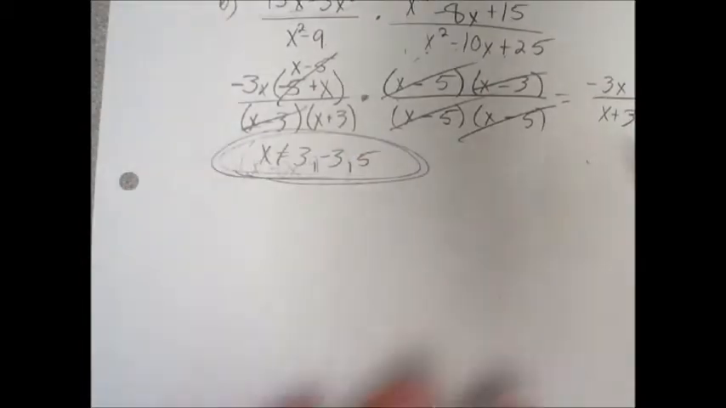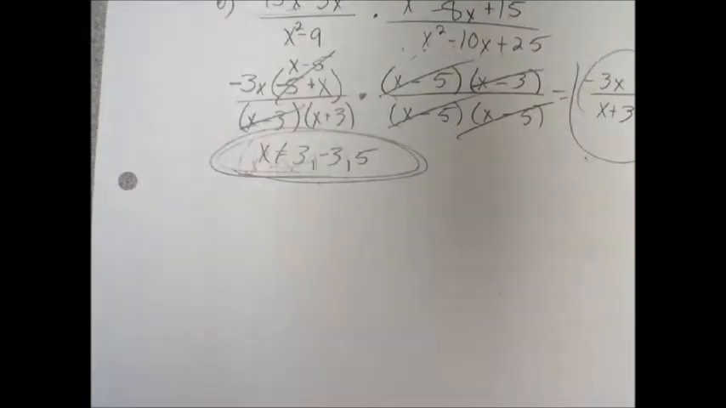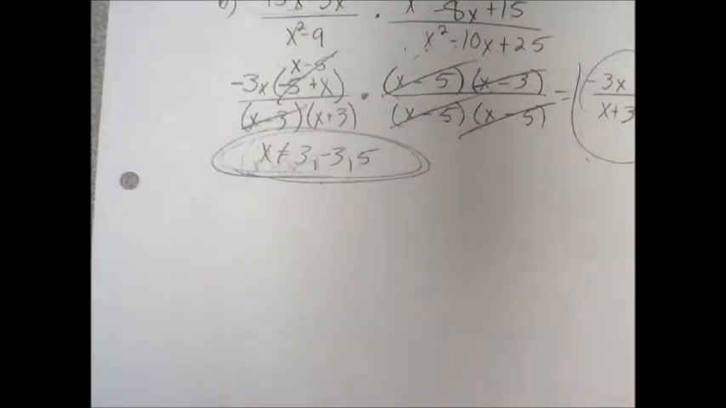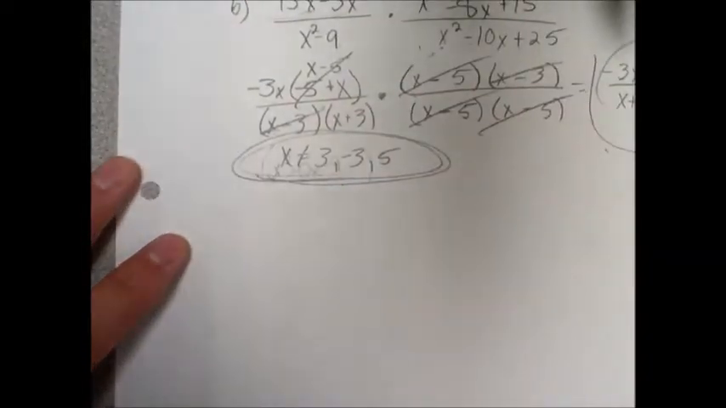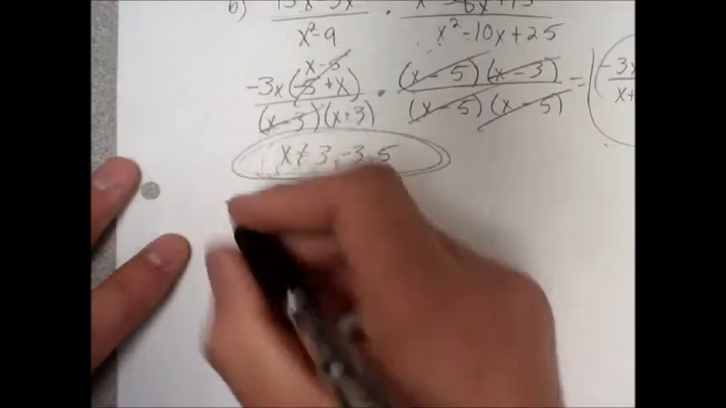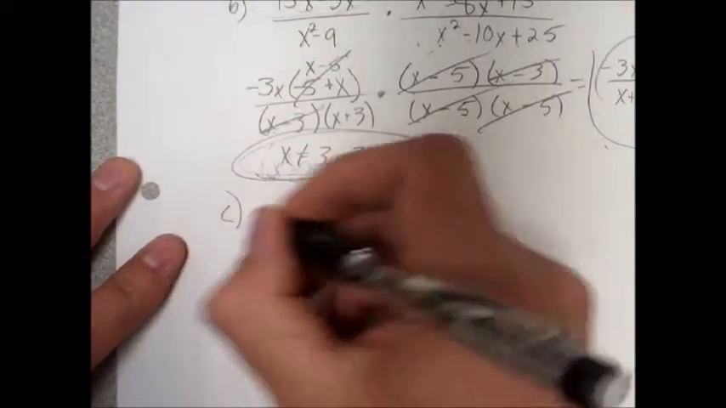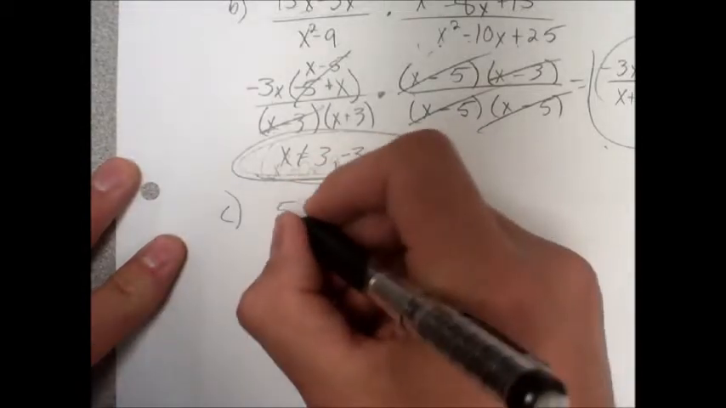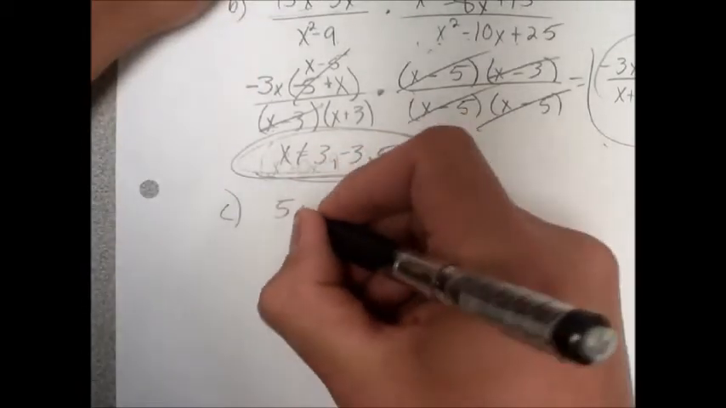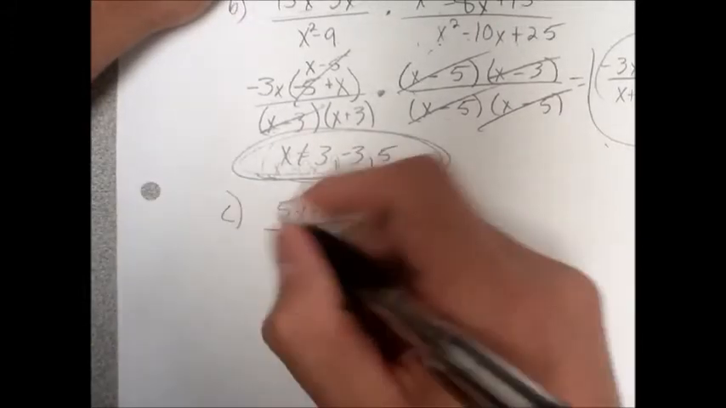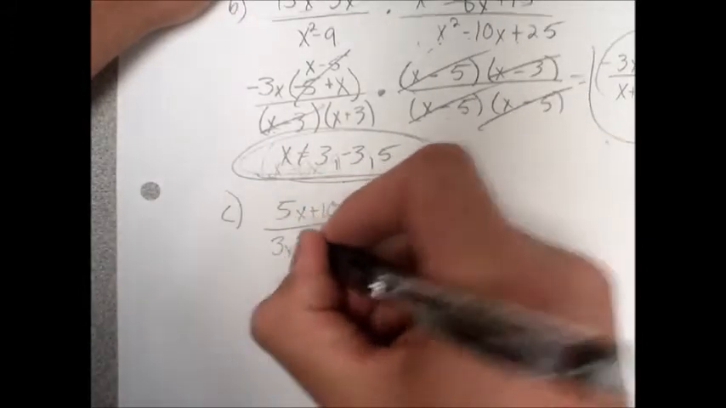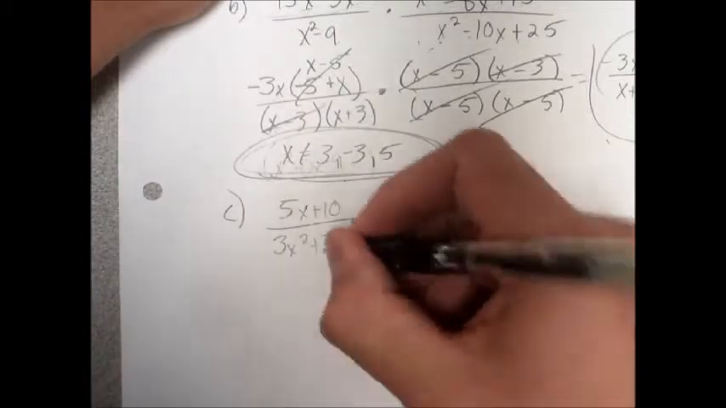Okay. So there's our two parts of our answer. Excluded values and the total there. Alright, let's do another example. Let's do C, I guess. We get 5x plus 10. And then on the bottom I have 3x squared plus 2x minus 1.